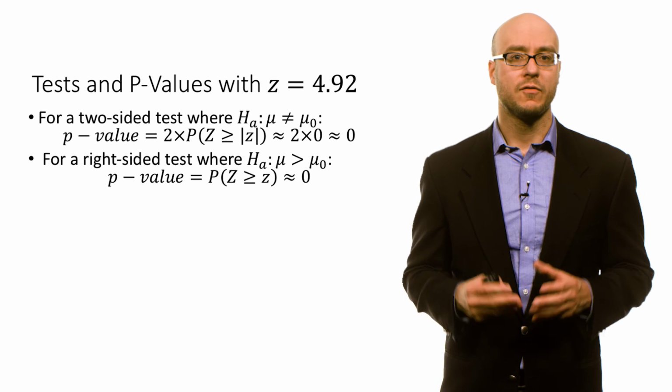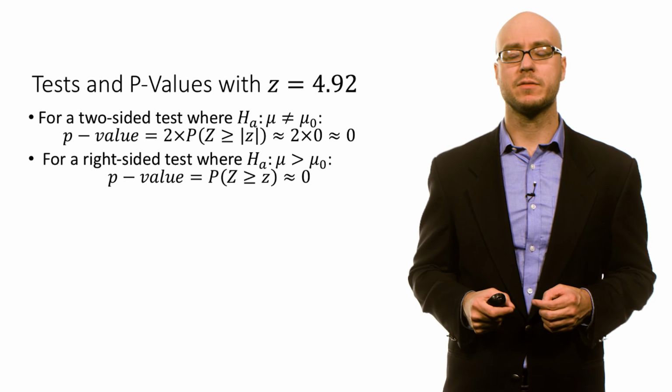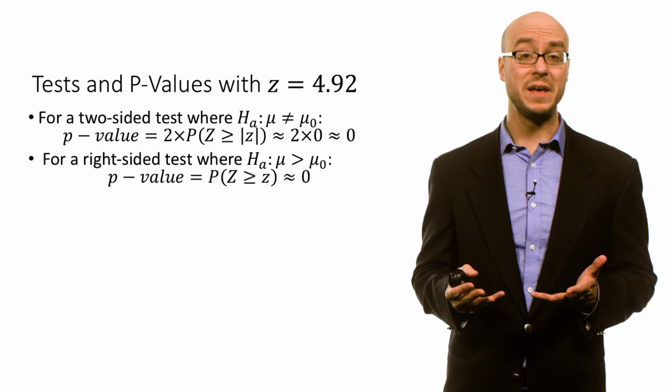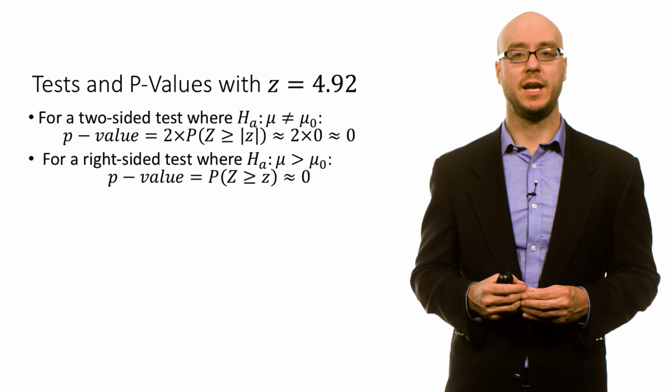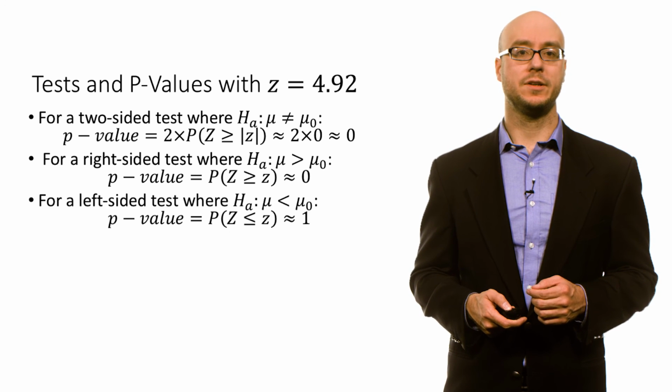For a right-sided test, where the alternative is that the population mean is greater than the claimed value under the null hypothesis, the p-value is basically 0. It's just very unlikely that we would obtain a more extreme, more positive test statistic than 4.92.